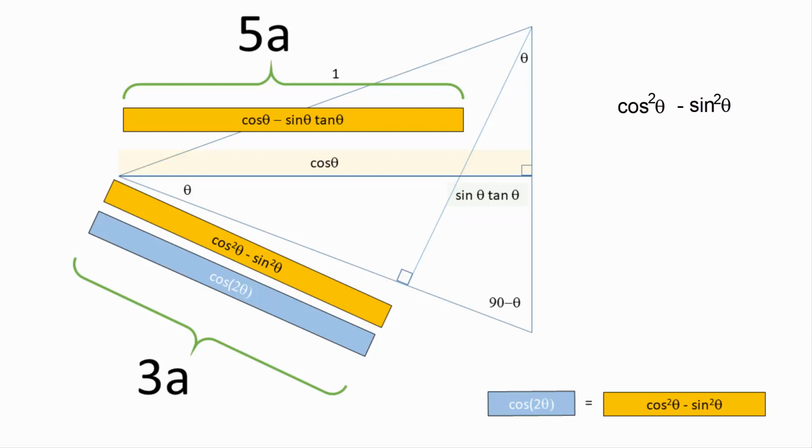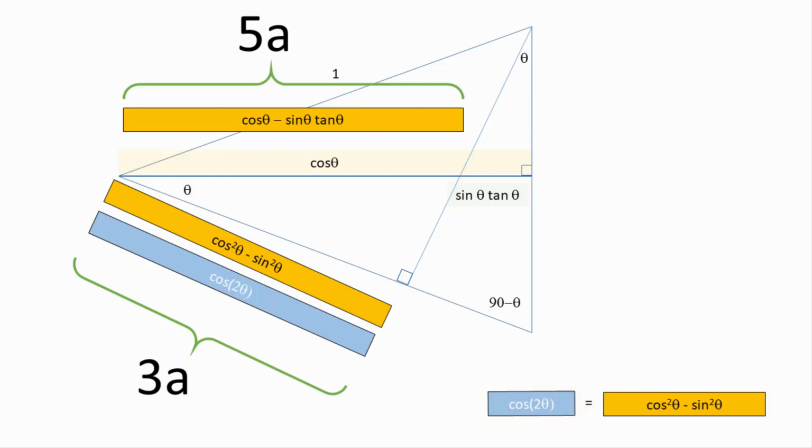And we also note that this is the same side that we've already determined is equal to cosine of 2 theta. So we've already found our first identity. Cosine of 2 theta is equal to cosine squared theta minus sine squared theta.